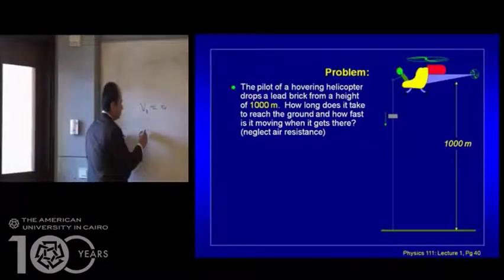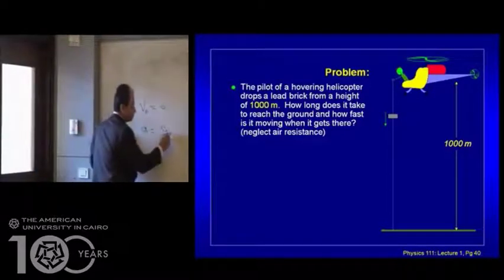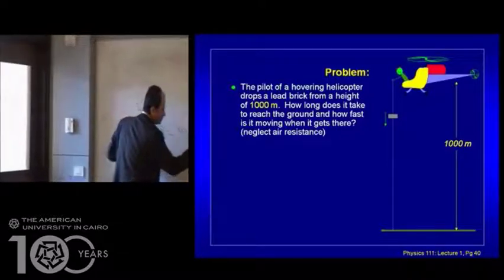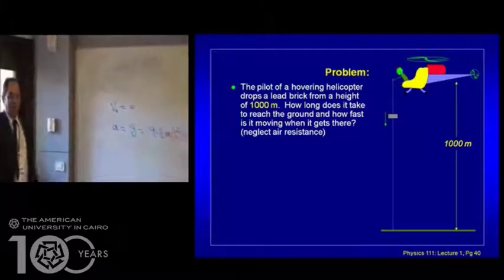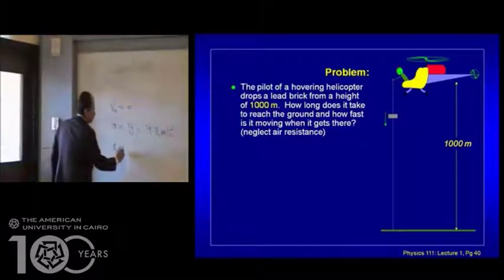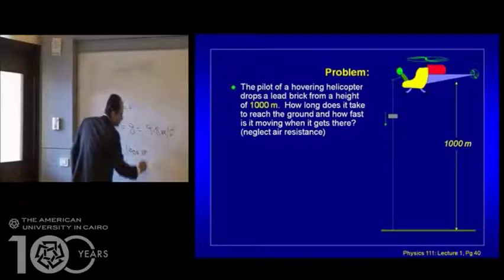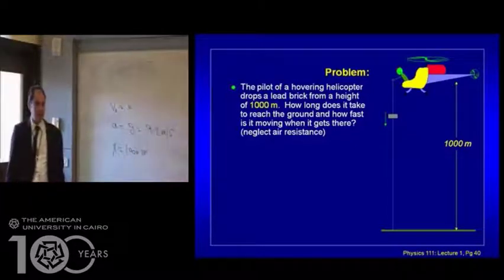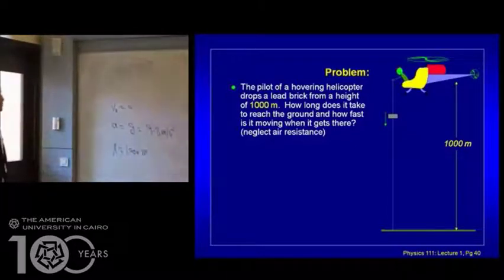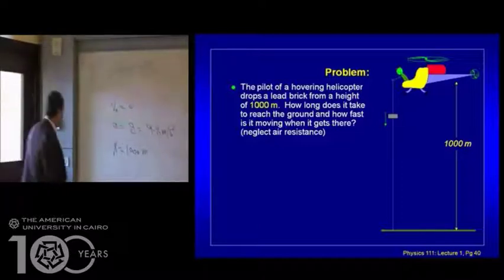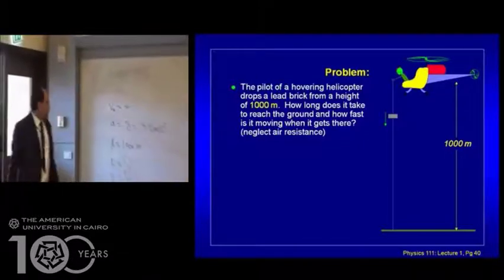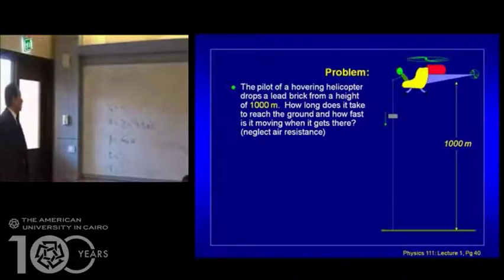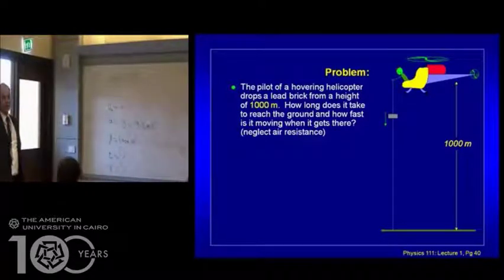Acceleration. And the total distance x equals 1,000 meters. Okay, what do we need? We need time and final velocity. Okay, let's look at the equations. Do you have x0, by the way? The initial position?